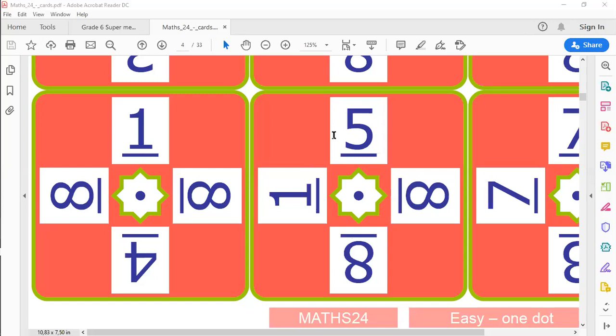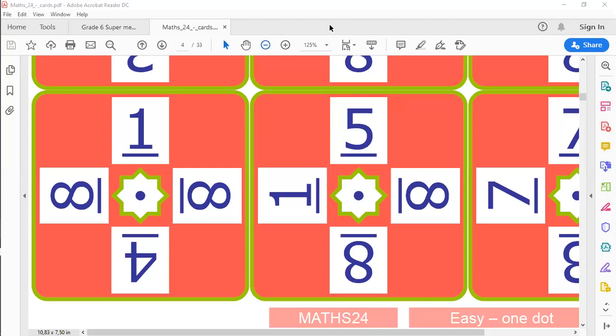Yes, you have to use all the numbers and you can only use the numbers once. Each number must be used only one time. 8 and 8 and 5 and 1. How do you get 24?